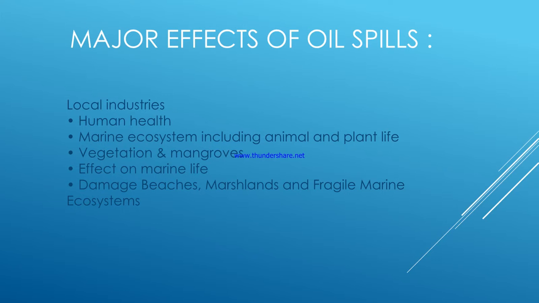Oil spills prevent the exchange of oxygen in air with water, and hence the marine life slowly chokes to death. Hence, it damages the beaches, kills the vegetation in marshlands and mangroves, thus making fragile ecosystems.